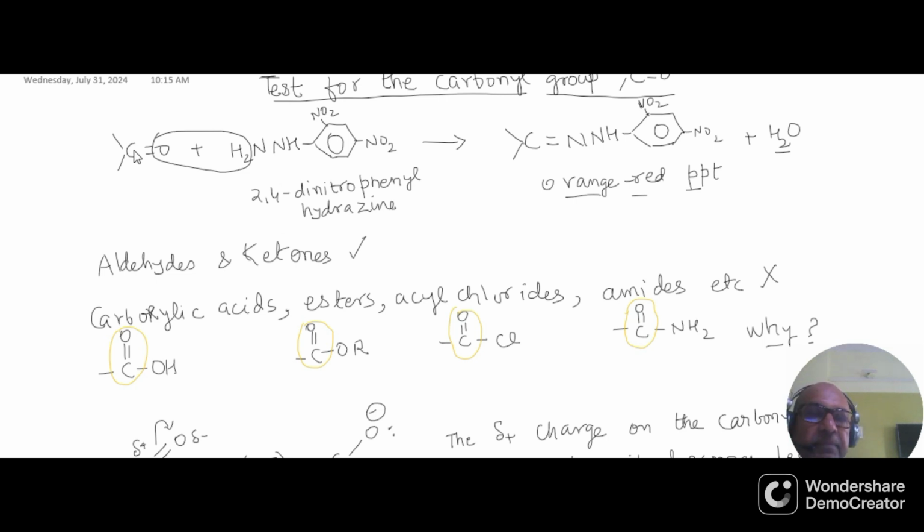But at the same time, the students are told that carboxylic acids, esters, acyl chlorides, amides, etc., they do not respond to this test. So the question arises is that all these compounds, carboxylic acids, esters, acyl chlorides, amides, they also contain the carbonyl group. So why should they not respond to the 2,4-DNP test?